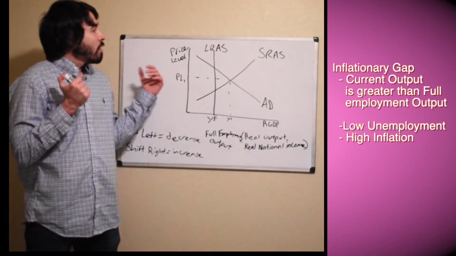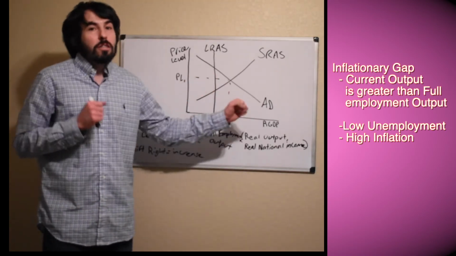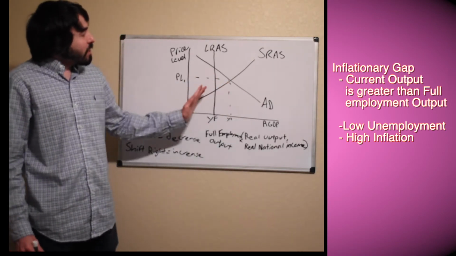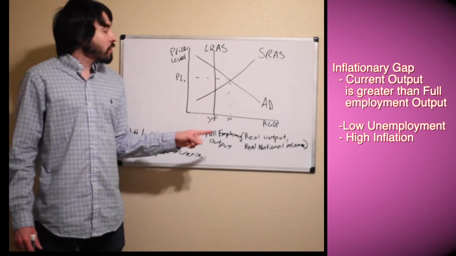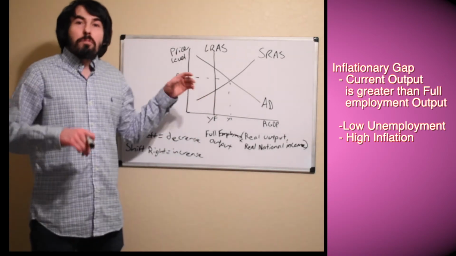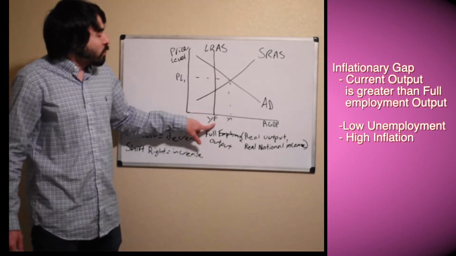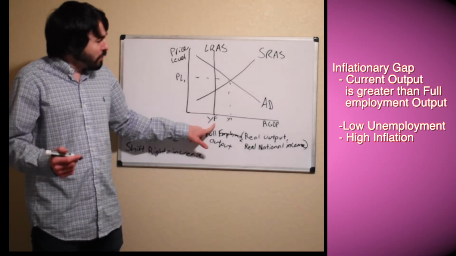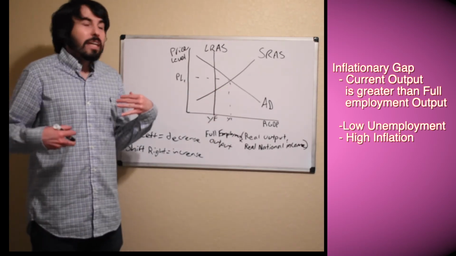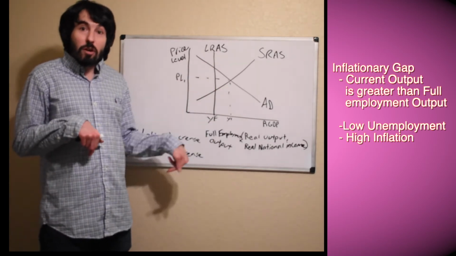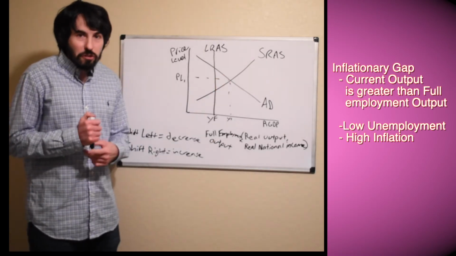Finally, we have what we would call an inflationary gap. This is if we're producing beyond our potential. If our short run equilibrium is to the right of the long run aggregate supply curve, we're in an inflationary gap, and we're operating at a rate of unemployment that is below the natural rate. Like if this was 5% unemployment at full employment output, this would be like 4% unemployment. Prices are going up, your unemployment rate is really low, and we're producing a greater amount than our potential real GDP.